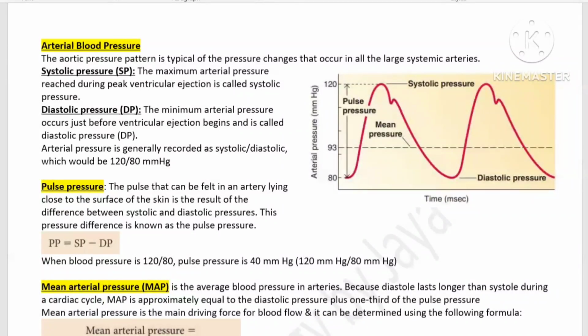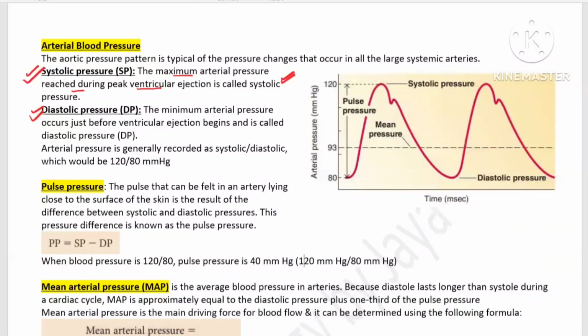So see carefully, beta. Systolic pressure is the maximum pressure which is reached during the ventricular ejection. It means the peak pressure which is present in the artery at the time when the ventricle is pushing the blood, that is known as systolic pressure, because ventricles are going for the contraction. Diastolic pressure is the minimum arterial pressure which occurs just before ventricle ejection starts. It means the pressure which was present before the ventricle ejection starts, that is known as diastolic pressure.